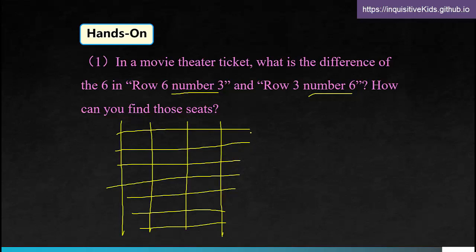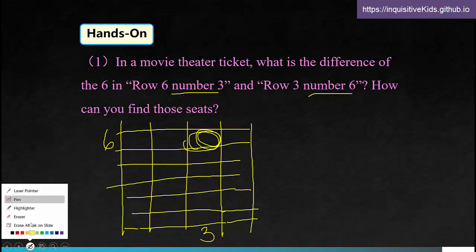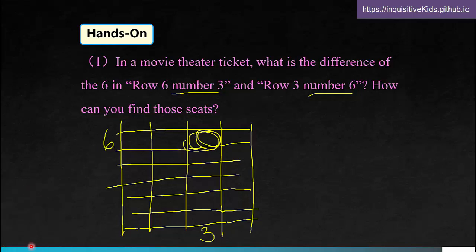Okay, so this is not perfect, right? But this is a grid. And here, row 6, number 3 would be 1, 2, let's count from the bottom up. 1, 2, 3, 4, 5, 6. Number 3. 1, 2, 3. So that would be this seat right here. This is row 6, number 3. So this is the way that we can find those two seats. Just imagining the grid of seats in the movie theater ticket as spaces to place our points. And each seat can be thought of as 1 point.